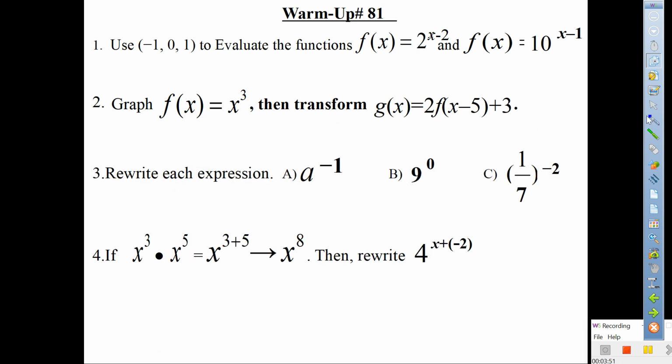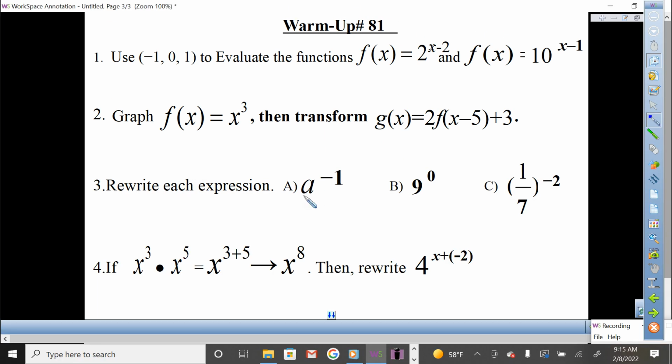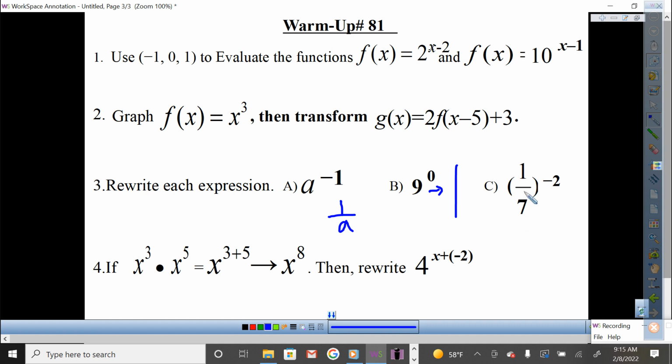And let's see, example 3, we got a to the negative 1 is 1 over a. 9 to the 0 is 1. And this one, if we distribute the exponent, we got 1 to the negative 2, 7 to the negative 2. We can't have that. We do the reciprocal. So we end up with 49. Hands up if you got that. Okay, so far so good.